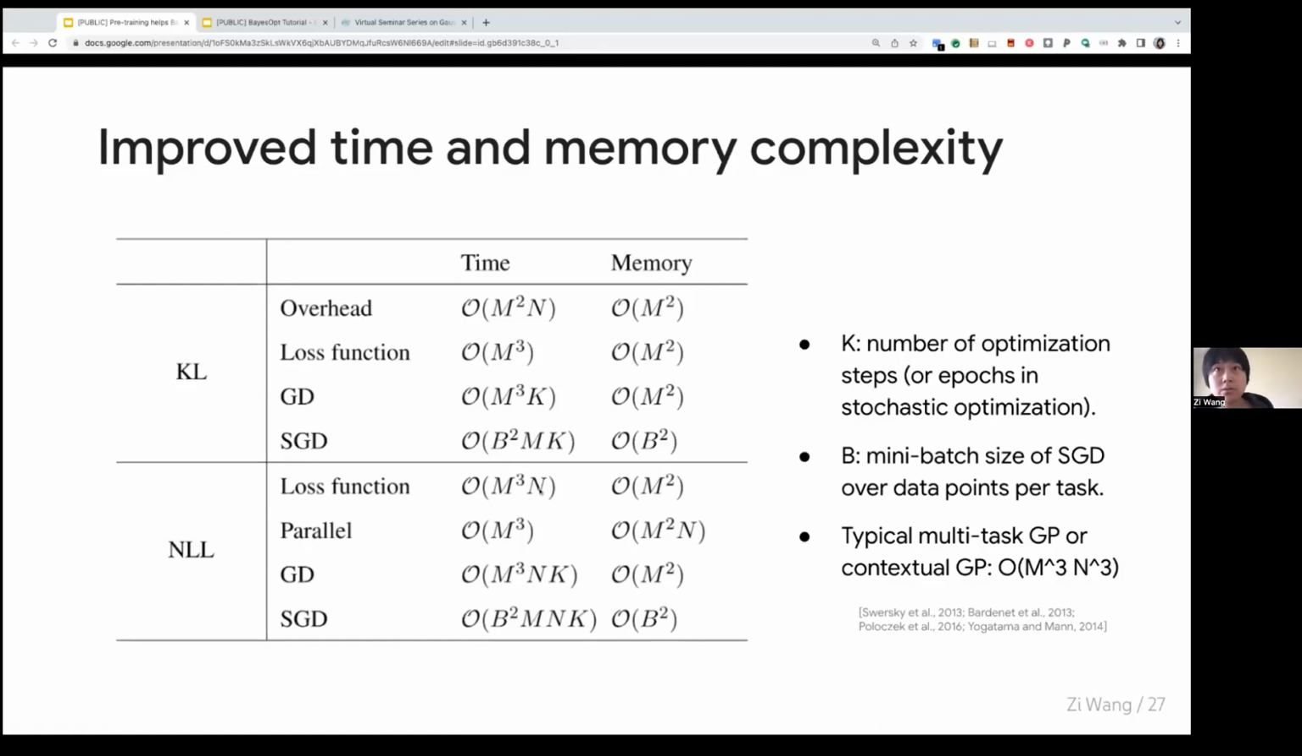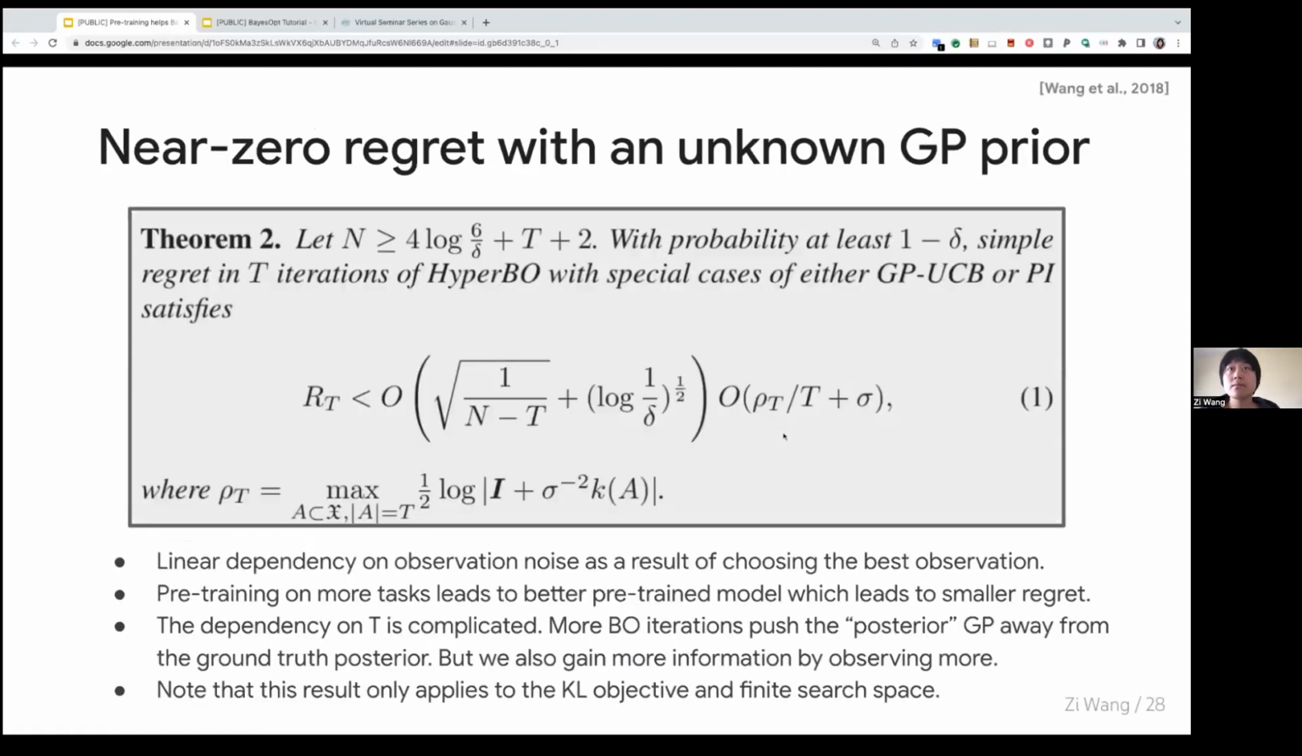And then for the NLL approach, the loss function computes in O(m cubic n), where n is the number of tasks. We can also reduce it to m cubic by parallelizing over all the tasks, since they're just additive. But this will also increase the memory complexity. The thing to notice here is that typically multitask GP or contextual GP has O of m cubic and n cubic computational cost, but here we're reducing it to linear in the number of tasks.